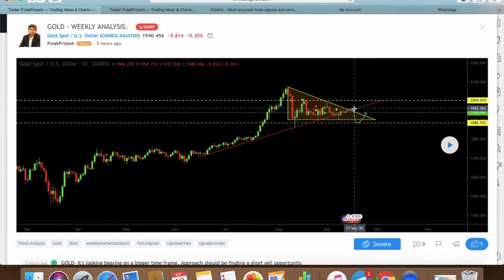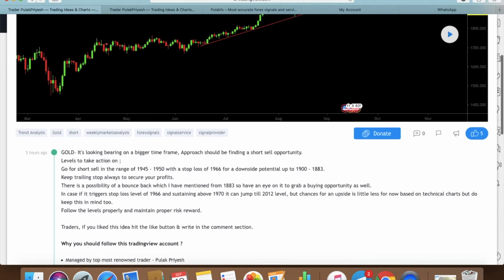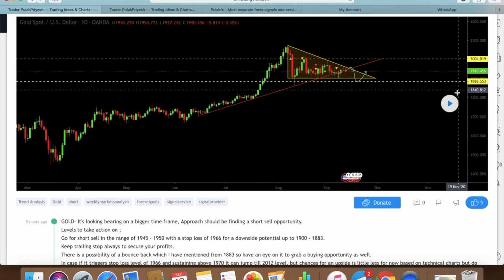You can keep 1958 to 1960 as a stop loss, and your approach should be short selling with a potential downside till 1886, and from that level I'm expecting a bounce back. From this price, 1940 being the closing price right now, the approach should be to short sell in the range of 1945 to 1950 with a stop loss of 1966 for a downside potential up to 1900 and 1883. That's the analysis I have made here.